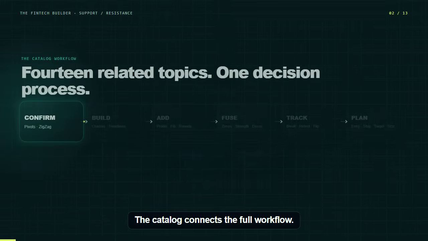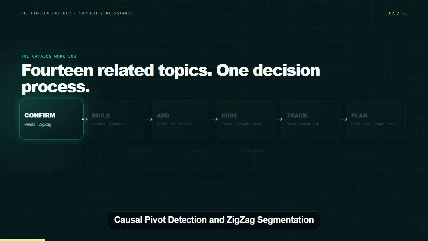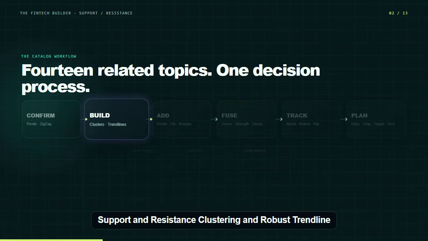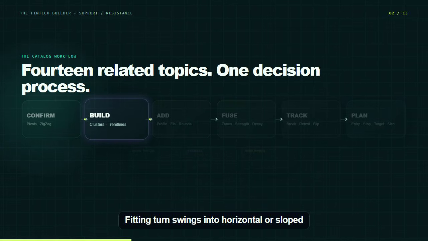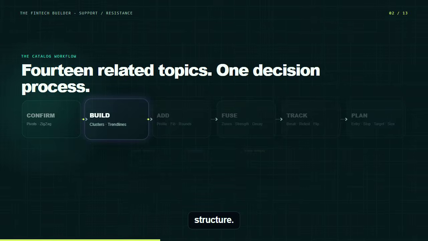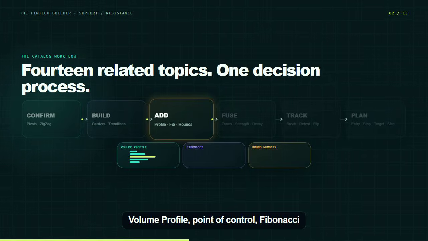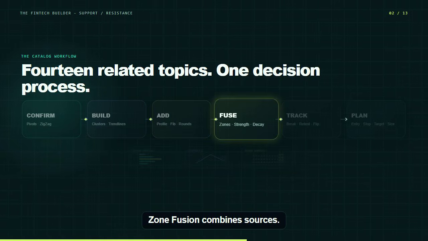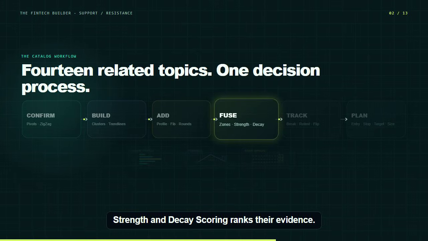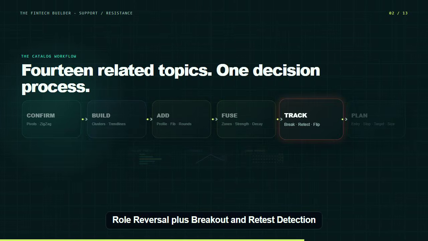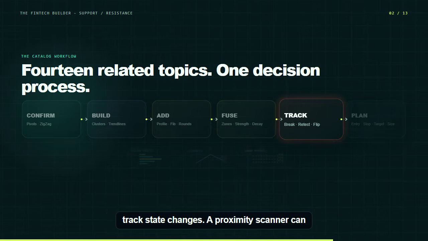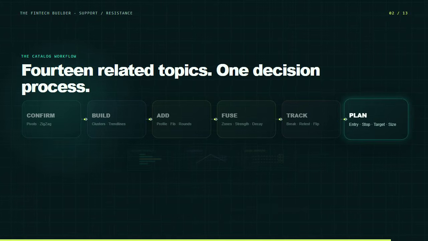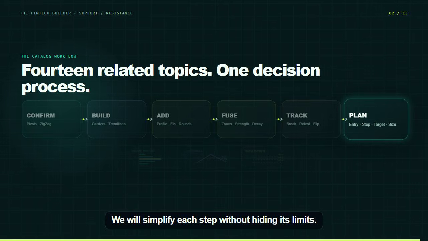The catalog connects the full workflow. Causal pivot detection and zigzag segmentation find confirmed swings. Support and resistance clustering and robust trendline fitting turn swings into horizontal or sloped structure. Volume profile, point of control, Fibonacci projections, and round numbers add candidate levels. Zone fusion combines sources. Strength and decay scoring ranks their evidence. Role reversal plus breakout and retest detection tracks state changes. A proximity scanner can then rank instruments for review. We will simplify each step without hiding its limits.